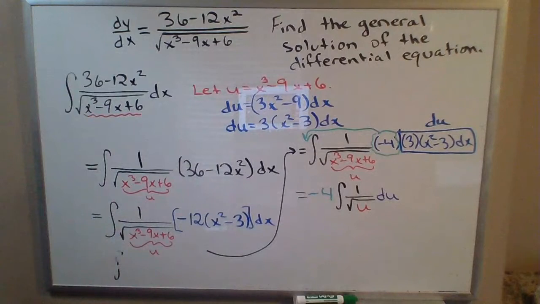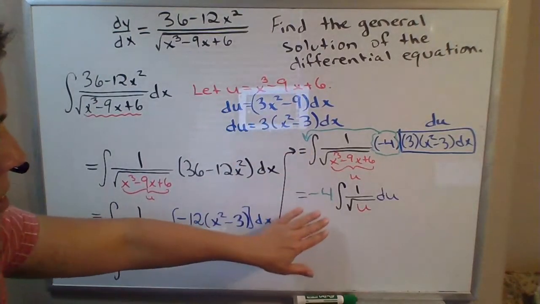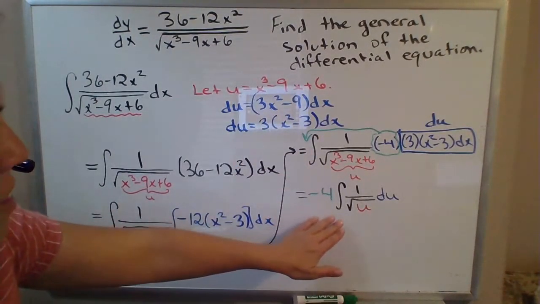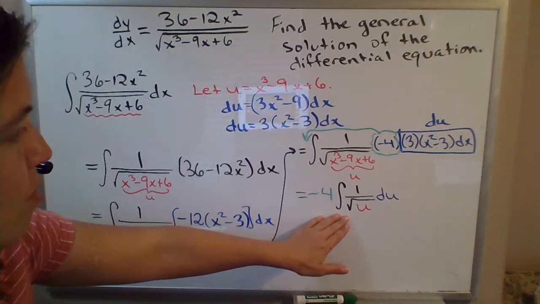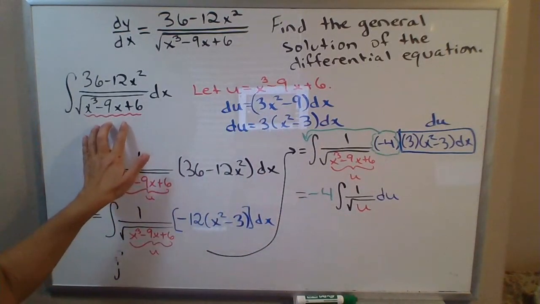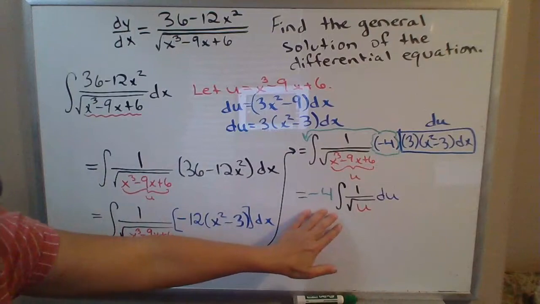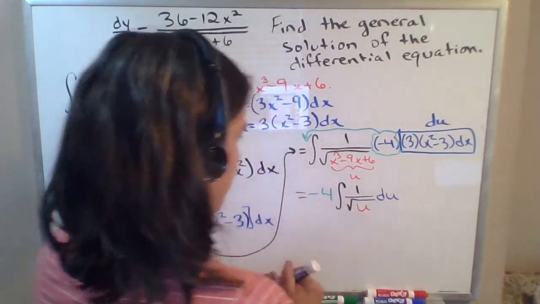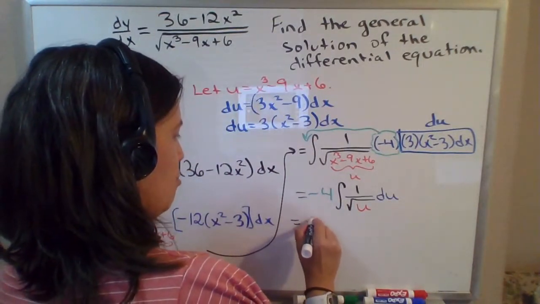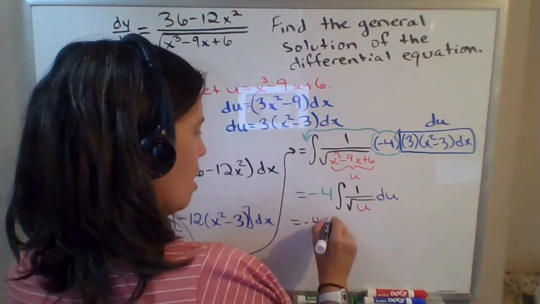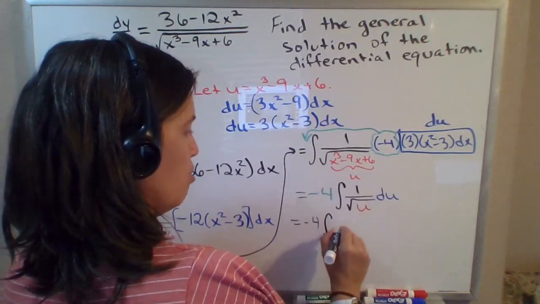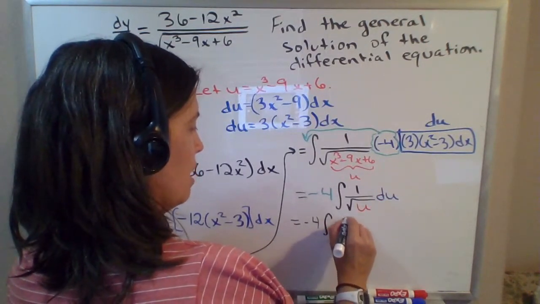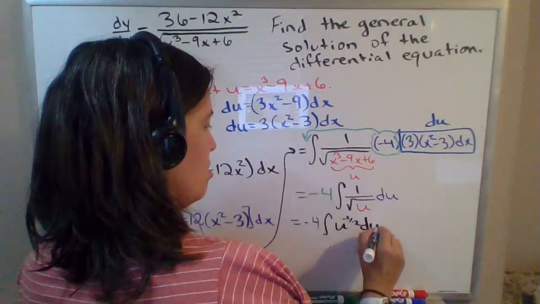So it took us a lot of sweat and tears. Is that how that saying goes? But it took us a lot of work. But we got this thing written completely in terms of u. So you have this much more complicated looking integral turned into a much simpler one. So now we want to find the antiderivative. So the negative 4 is just going to kind of sit there and wait. We can express this 1 over square root of u as u to the negative 1/2 du.